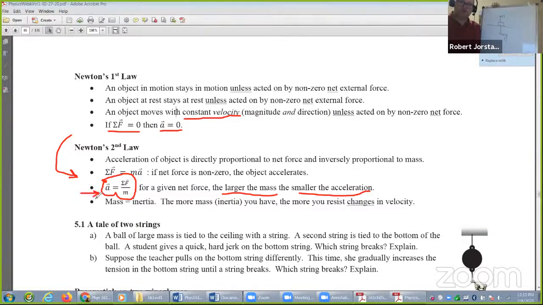Or when you push on the planet with your feet, right? You exert forces on the planet when you jump on it, but we don't notice the planet accelerating because the planet's mass is so large. So that's Newton's second law.